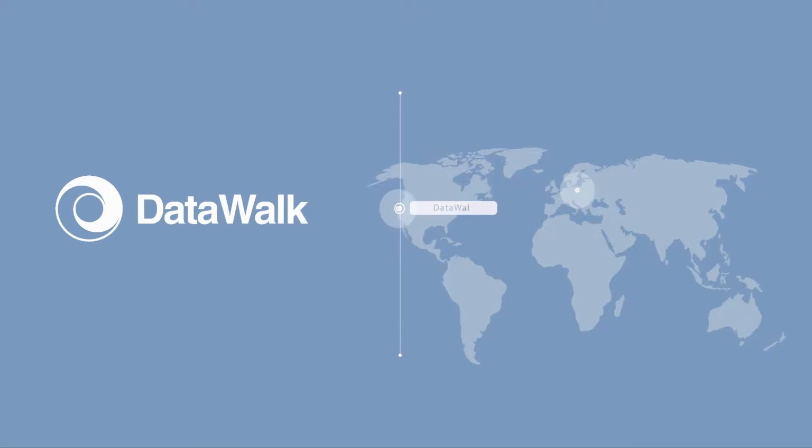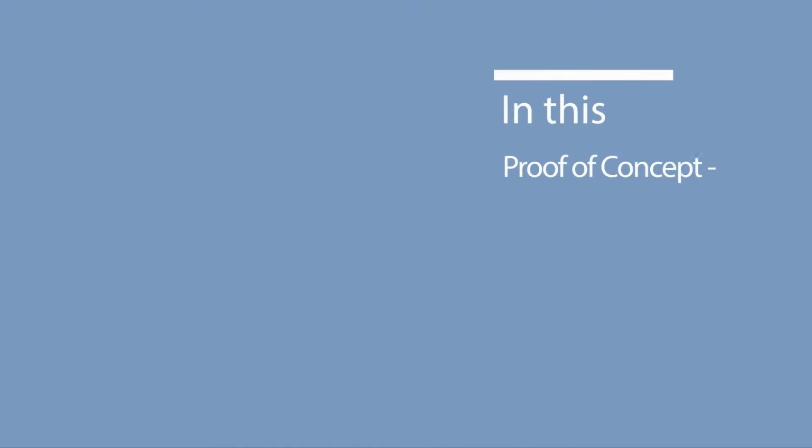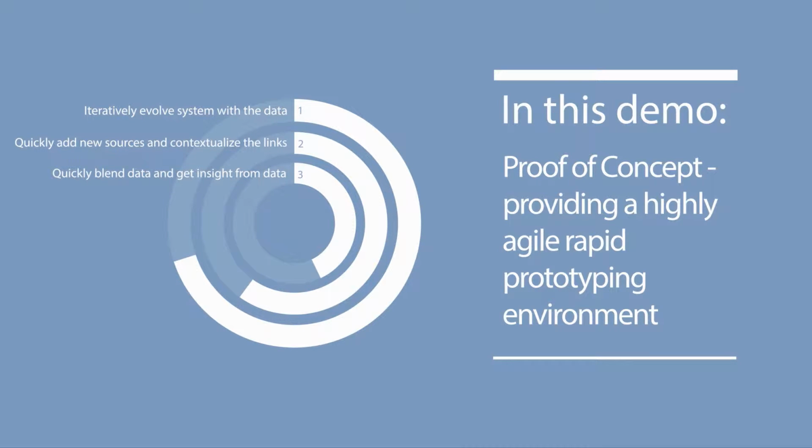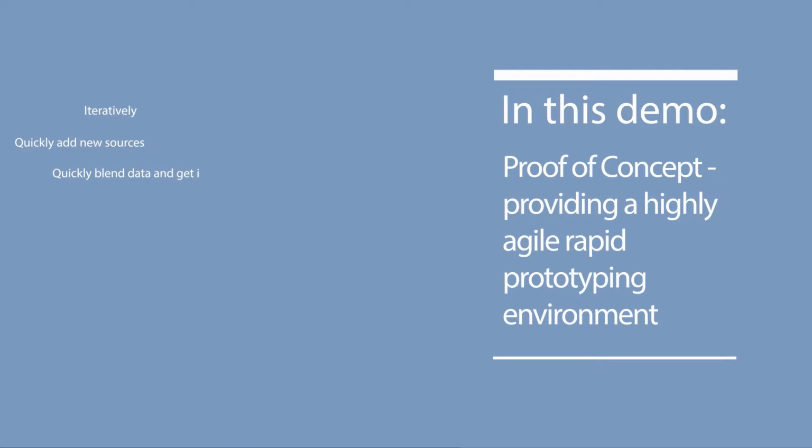In this case study review, we will provide highlights of a proof of concept engagement where DataWalk was used to provide a highly agile, rapid prototyping environment. In this case, the customer was very sophisticated and had a full set of advanced tools, but they had an issue in that they wanted to test various hypotheses across many data sets, and this was impractical as it would require an expensive integration and data preparation project just to do the testing. So we came in to do a POC to quickly enable testing of these hypotheses.